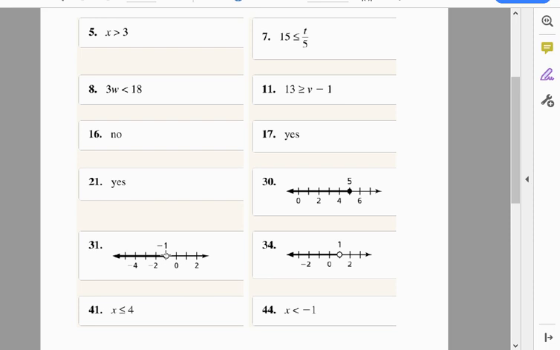It's an open circle because it's not equal to -1. 34, you want the values that are less than 1, open circle at 1 because it cannot equal 1. 41 is x is less than or equal to 4, and 44 is x is less than -1.